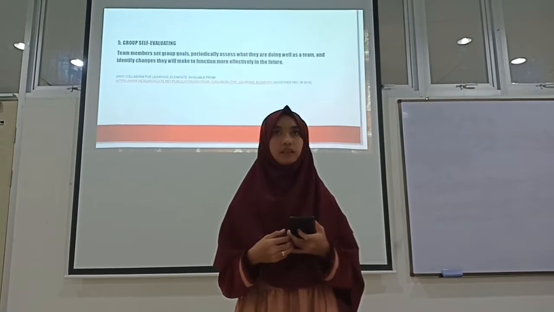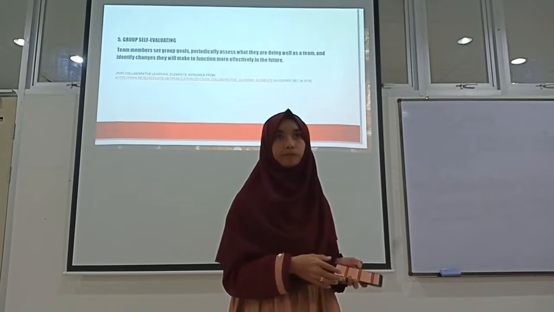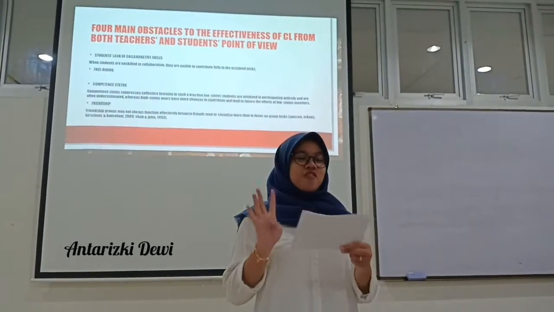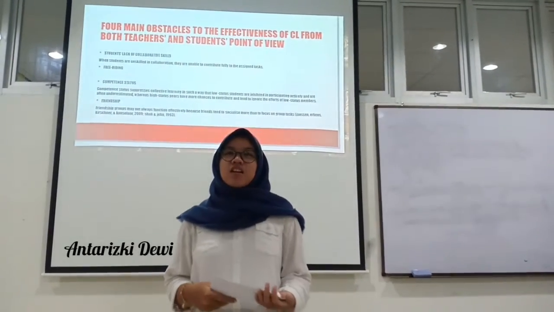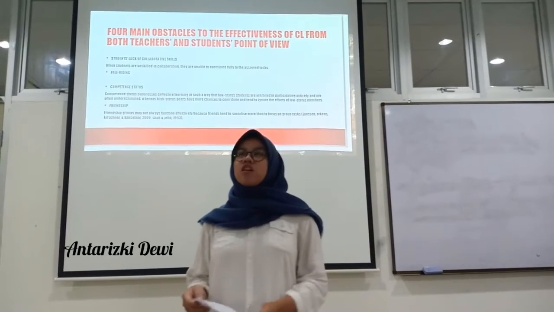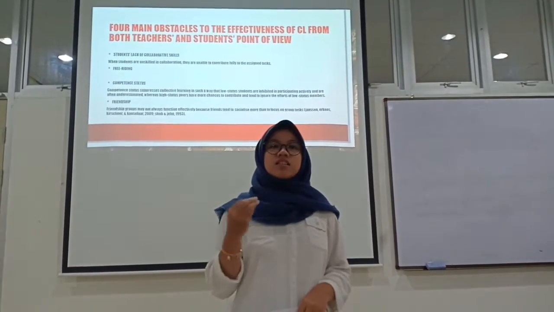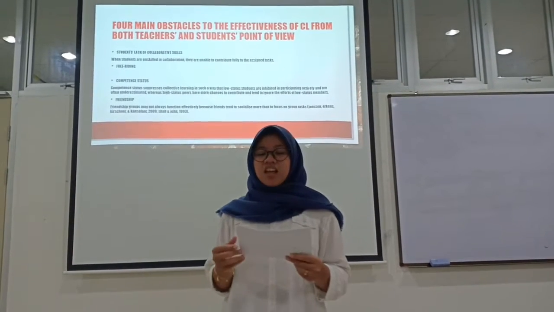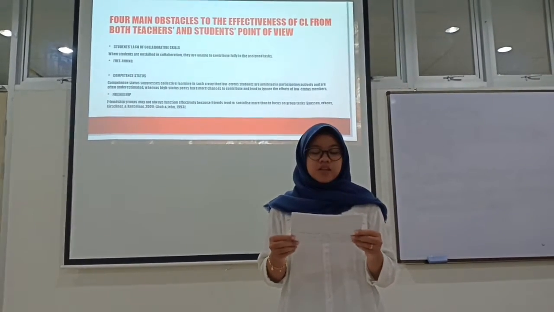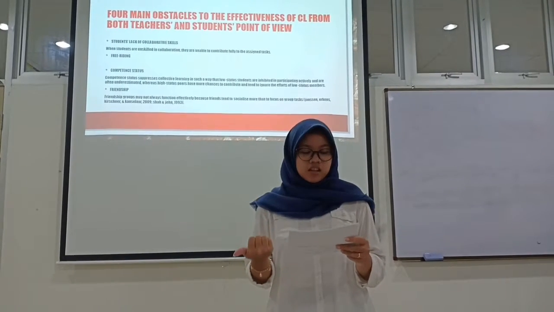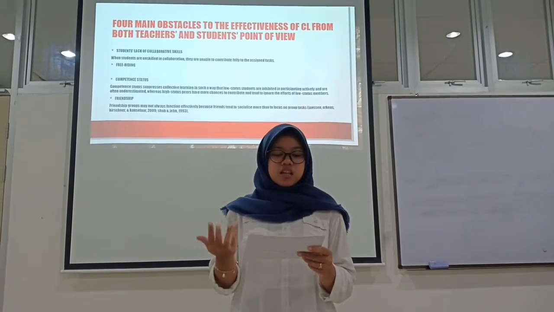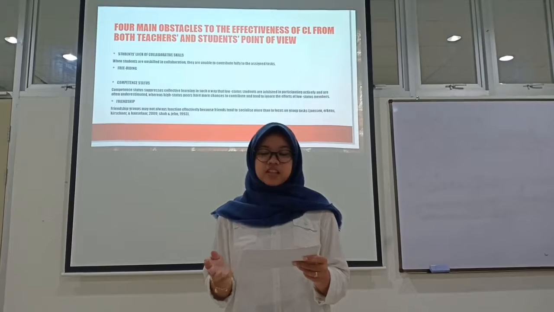So in collaborative learning, in the last meeting of the collaborative learning, the group members will evaluate what they have done. There are four main obstacles to the effectiveness of CL from both teachers' and students' points of view. The first one is students' lack of collaborative skills. When students are unskilled in collaboration, they are unable to contribute fully to the assigned task. Their lack of collaborative skills such as accepting opposing viewpoints, giving elaborate explanations, providing and receiving help, and negotiating prevented them from working productively in groups.